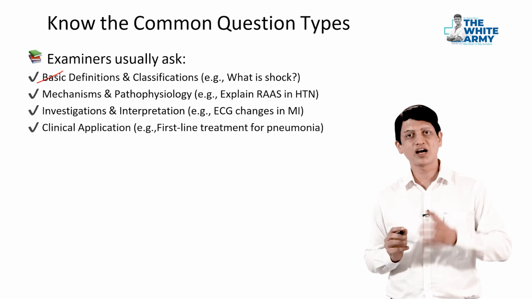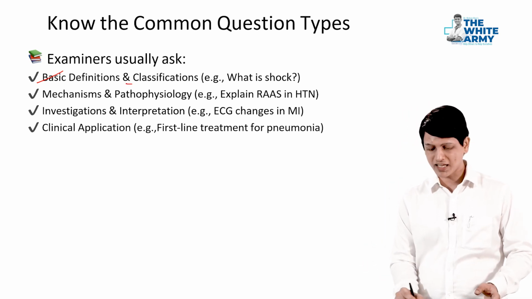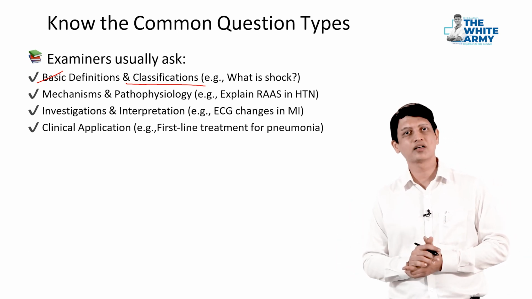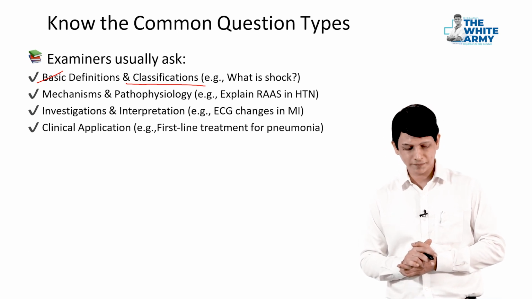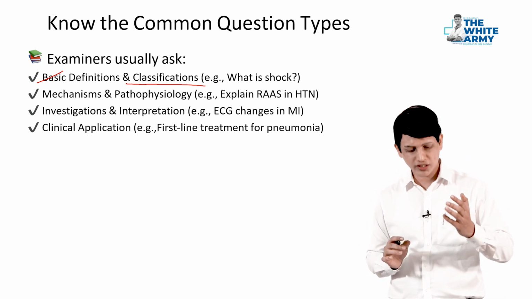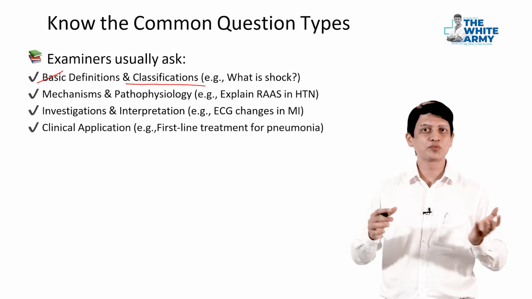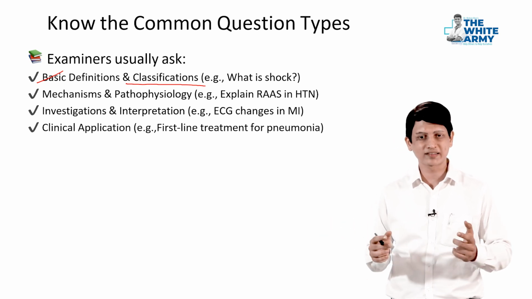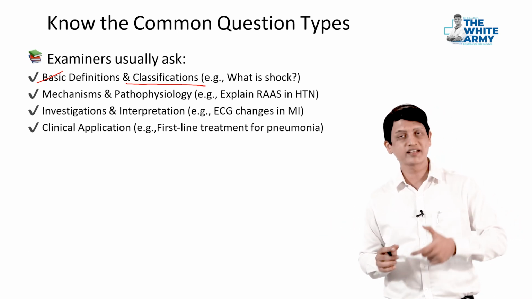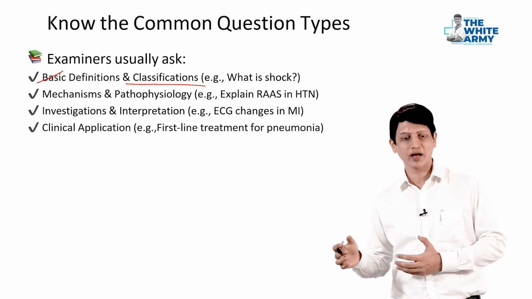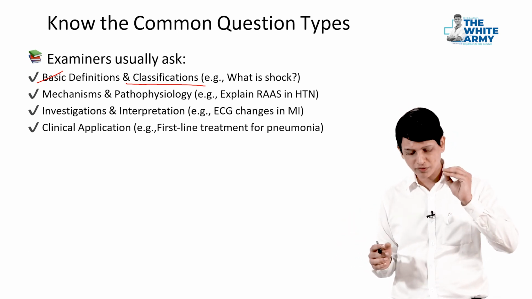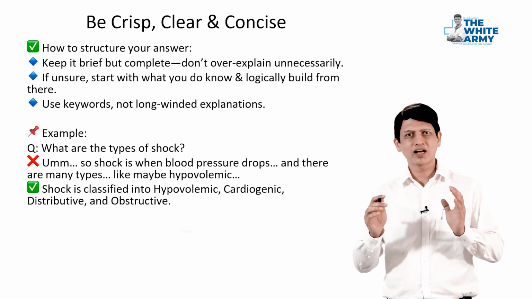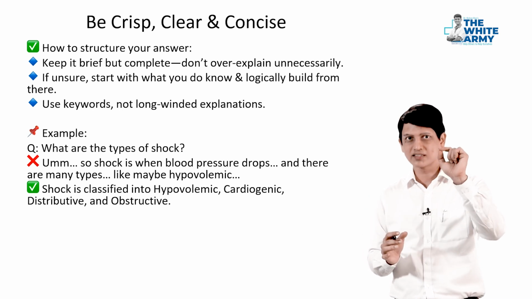Examiners usually ask common basic definitions and classifications, like what is shock, what is ulcer, what is edema, and name the classification of hernia, etc. Some pathophysiology or mechanisms behind, like how smoking causes lung cancer or COPD, or what is the mechanism of RAS in hypertension, etc. Some basic investigations and their interpretation may be asked, like ECG changes in MI. Some clinical applications, like what is the first line treatment for pneumonia, what is the treatment of choice for varicose veins, etc.